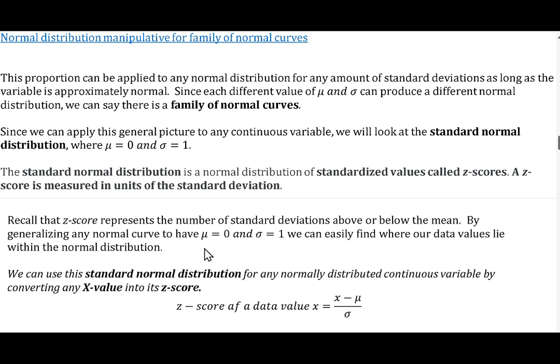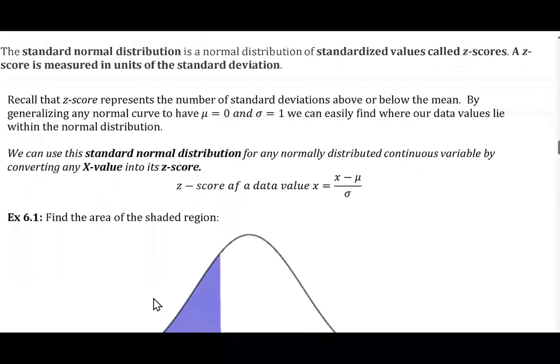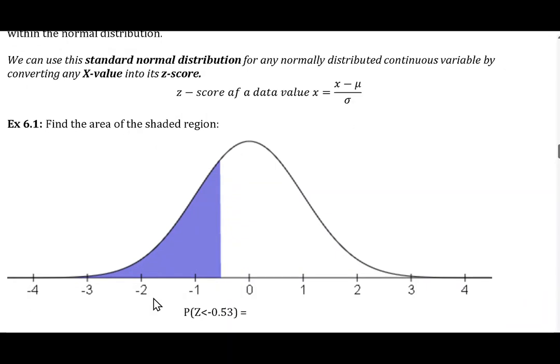By generalizing any normal curve to have a mean of 0 and a standard deviation of 1, we can easily find where our data values lie within the normal distribution. We can use the standard normal distribution for any normally distributed continuous variable by converting any and all x values into their z-scores. And I've given you the z-score formula that we've covered in previous lessons. The z-score of a data value, x, is x minus mu over sigma, or as I've said in past lessons, the score minus the mean divided by the standard deviation.